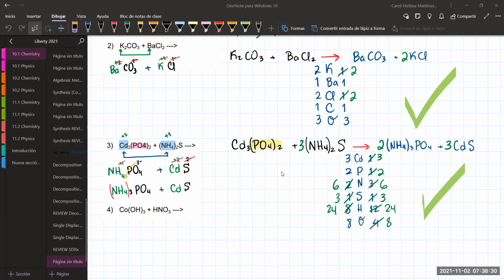That's how I do it, guys. All I see is phosphate affected by 2. I need to multiply this phosphate by 2. Okay.